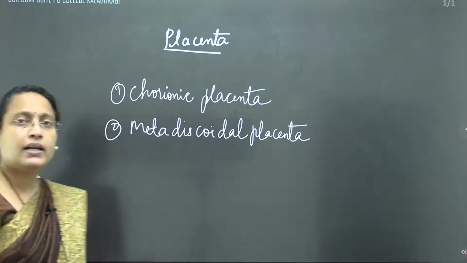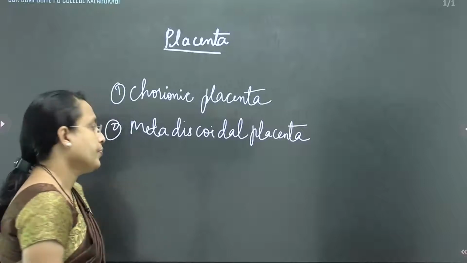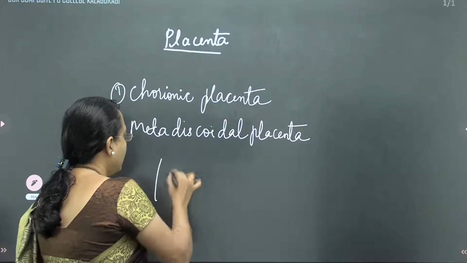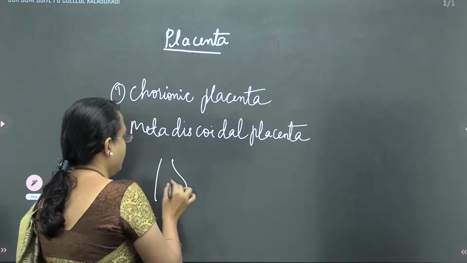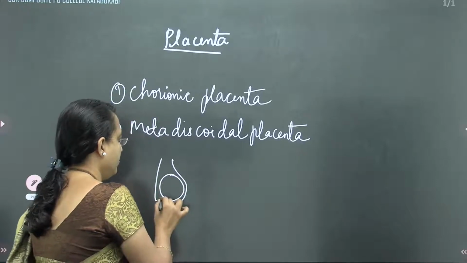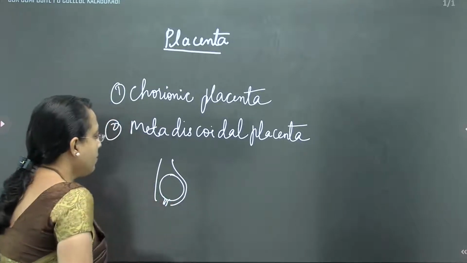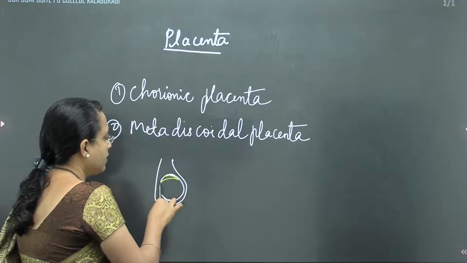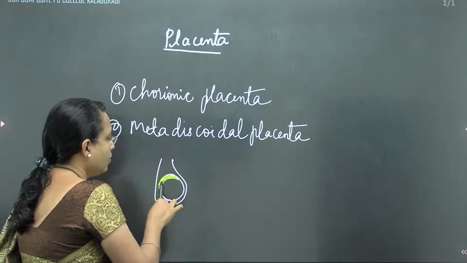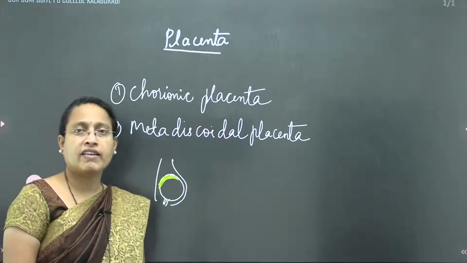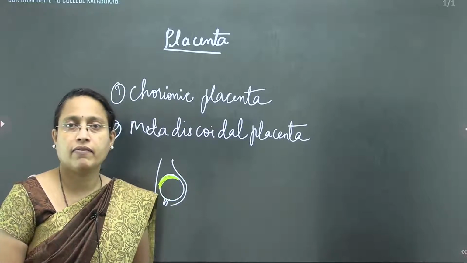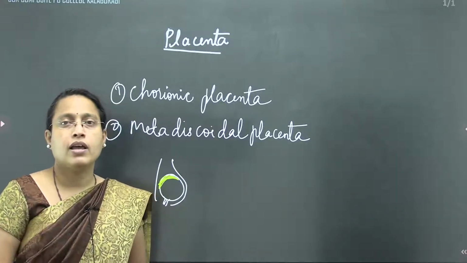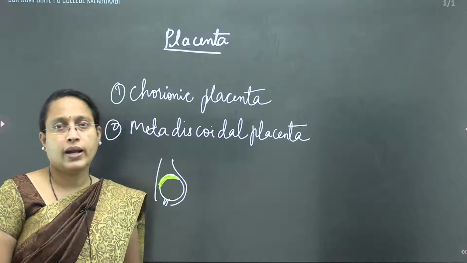So what is metadiscoidal placenta? In a pregnant woman, when a placenta is formed, you know that placenta will have chorionic villi, and later on placental villi it will have. The chorionic villi later on is called as placental villi.